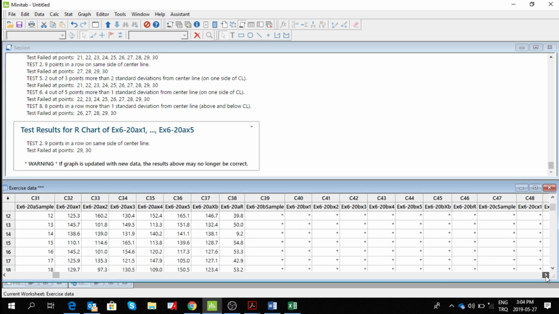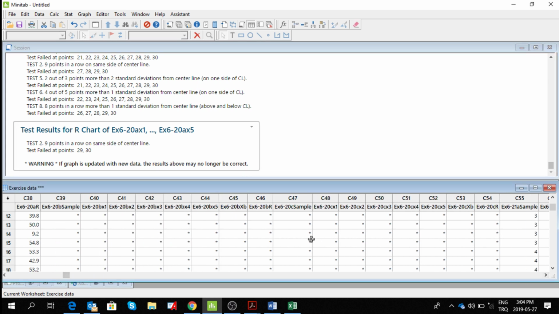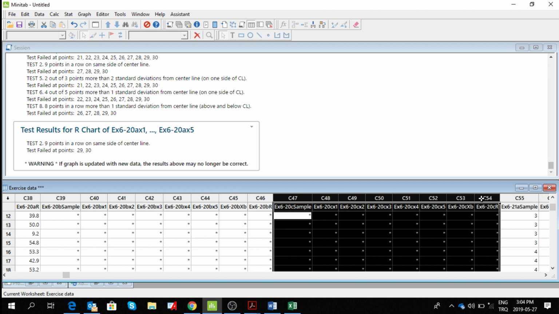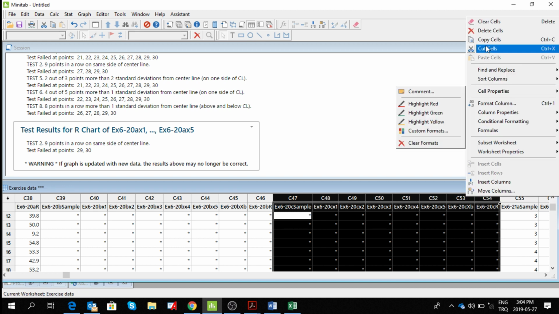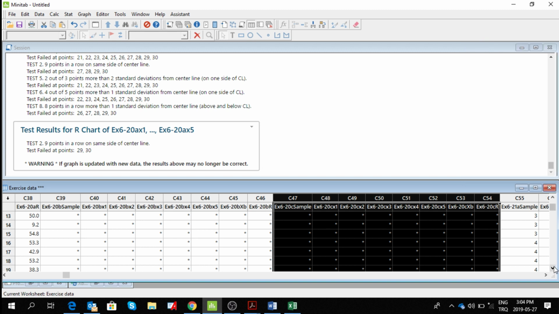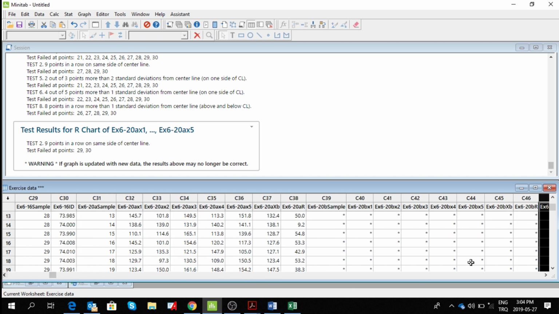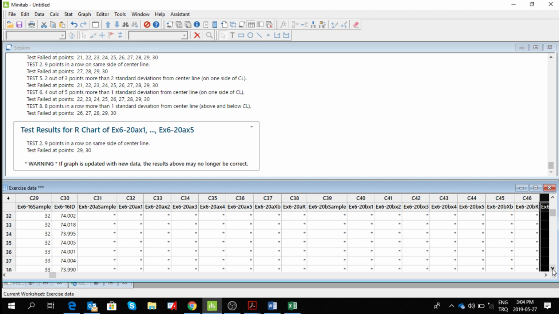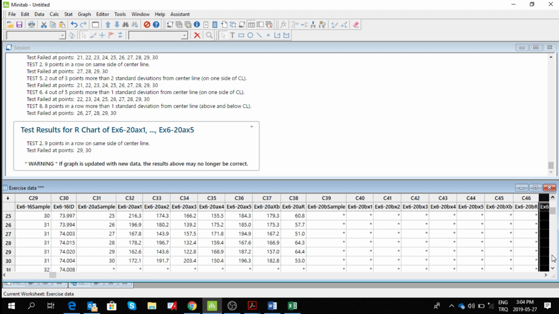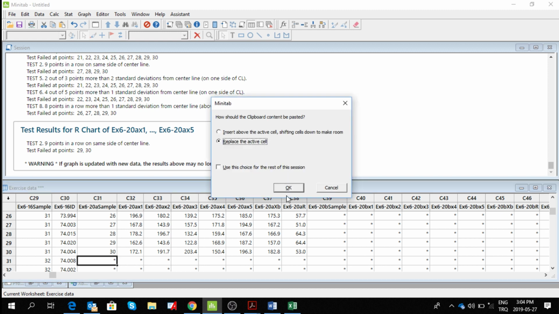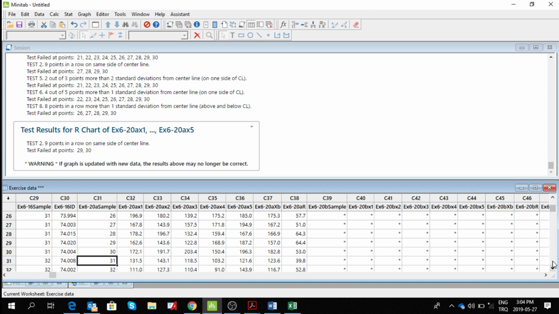So what we are going to do, first we are going to go to Minitab, and look at our new data set, which is right here. I'm going to copy all that until here. Control C, copy cells. I'm going to go in here and add that data set to here. Control V, replace the active cell. Yes, we will. And as you can see, we have 40 samples now.